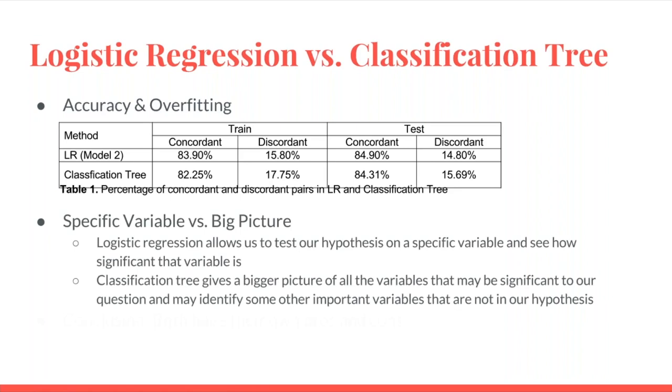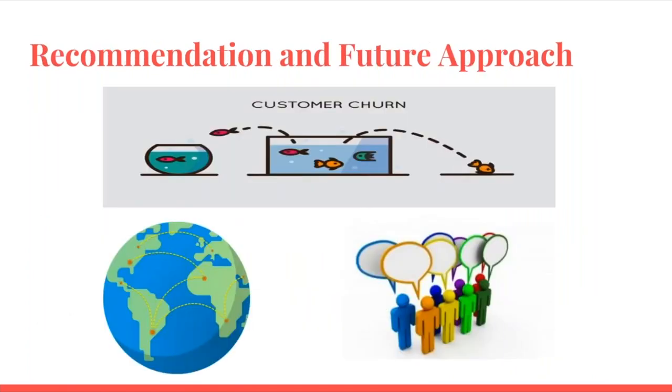Logistic regression allows us to test our hypothesis on a specific variable and see how significant that variable is, while classification tree gives a bigger picture of all the variables that may be significant to our question and may identify some other important variables that are not in our hypothesis. Therefore, we conclude that both techniques have their own pros and cons and should be used in different situations.